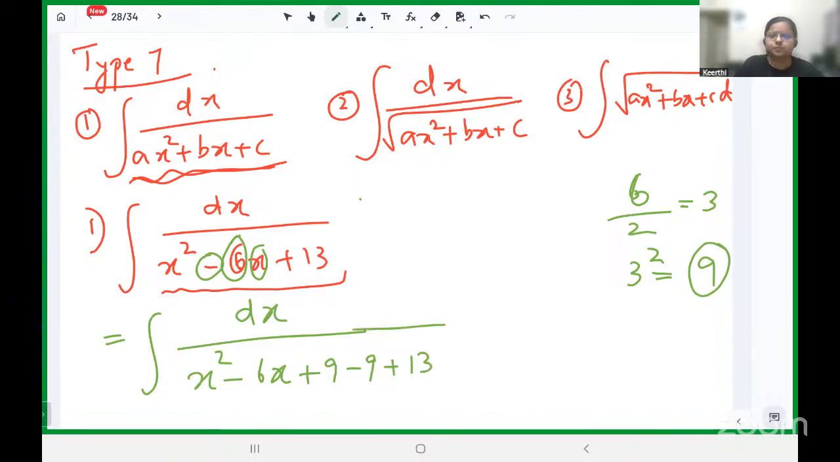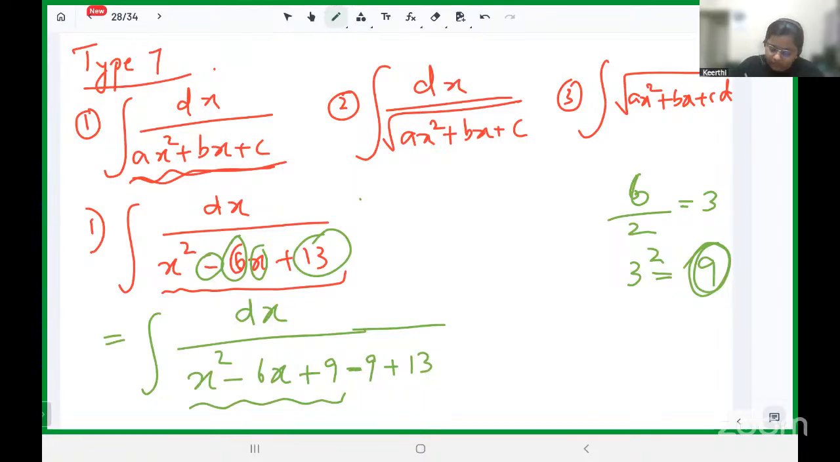Now you can see that these three terms will form a perfect square. First you have to add, then only you need to subtract. In every case, first you add that number that you are getting here, then you subtract it, and then you should not forget this 13 also, the last number.